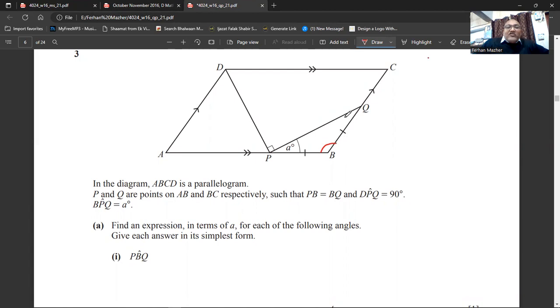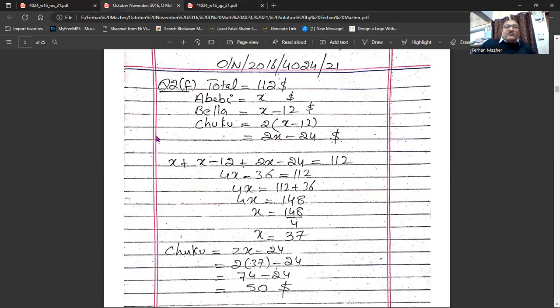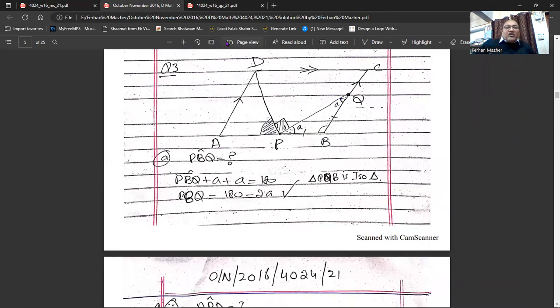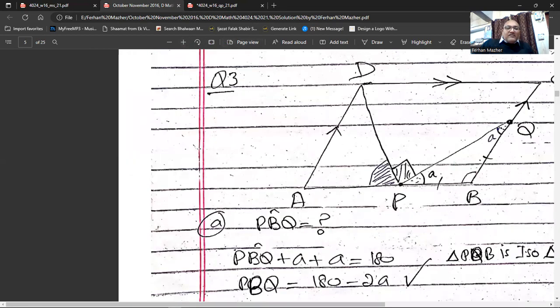Because this is an isosceles triangle, these two angles, opposite the equal sides, are called the base angles of the isosceles triangle, and they are equal to each other. So the interesting thing is that this angle here will also be A. So in this triangle, this angle is A, this angle is A, and this angle is the question mark. What will this angle be? This angle will be 180 minus 2A, because the sum of these three angles is equal to 180. So here we go, we have the solution of this question.